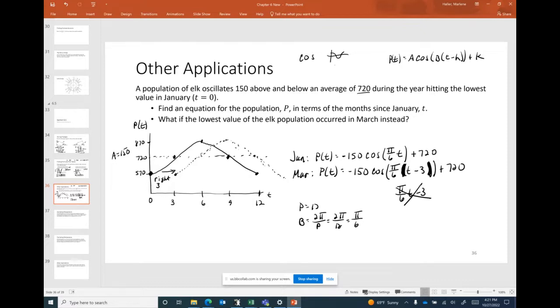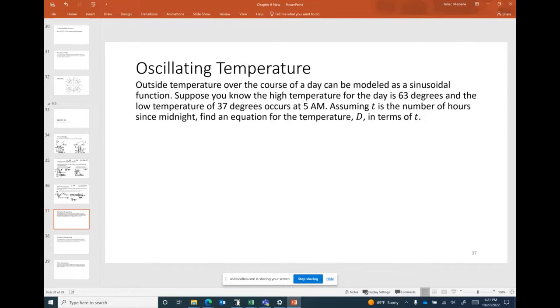All right, let's look at another example. Oscillating temperature. Say the temperature over the course of a day is modeled as a sinusoidal function, right? So it oscillates between a high and a low. Suppose you know the high temperature for the day is 63 degrees, and the low temperature of 37 degrees happens at 5 a.m. Assume that t is the number of hours since midnight. Then find an equation for this temperature, D, in terms of t. So we're looking for D of t.